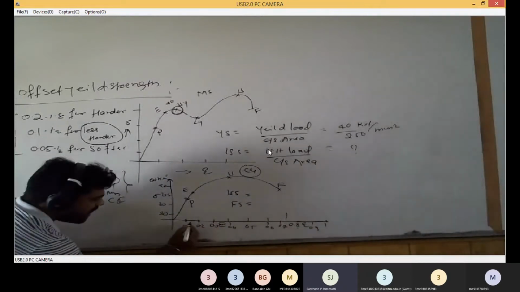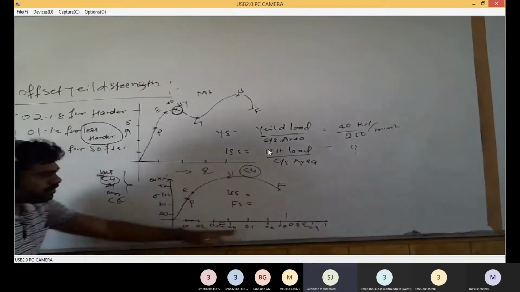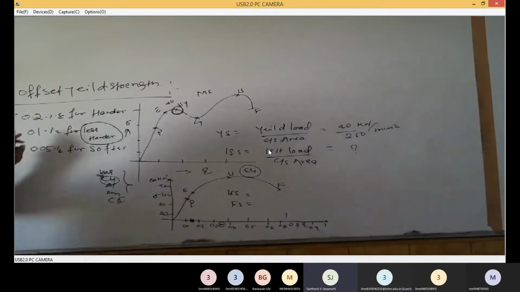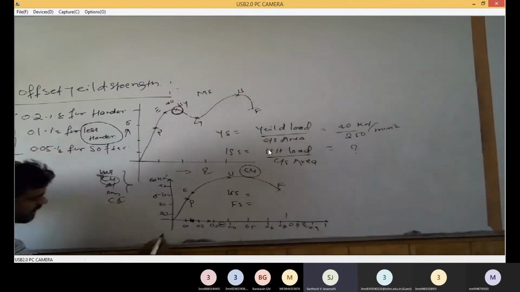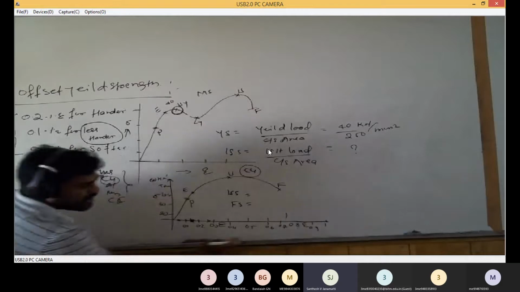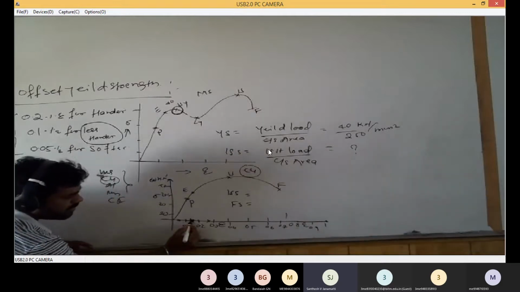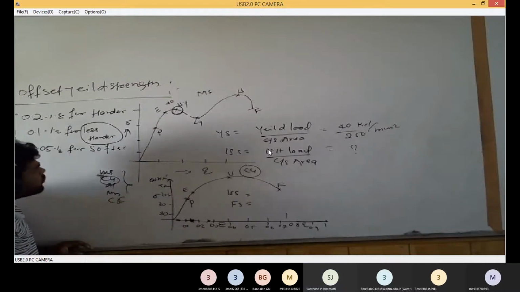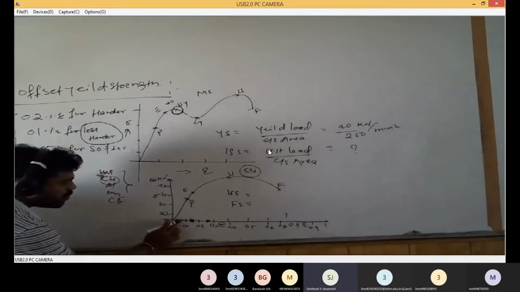I think 0.1 means I can get a small point here. So here I can get a strain value. If it is 0.2%, I can get it here. 0.1% of total strain, maybe I can get here 0.1, maybe 0.05. 0.2%, maybe I can get here. This one. Now you can leave these two points.